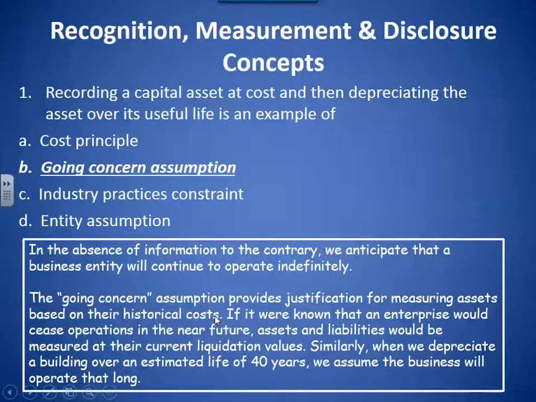If it were known that the enterprise would be ceasing operations very quickly or in the near future, we'd have to value assets and liabilities at their current liquidation values. But in this case, we can depreciate the assets using historical cost because we know that that entity is going to last, as we would assume, into some form of perpetuity.